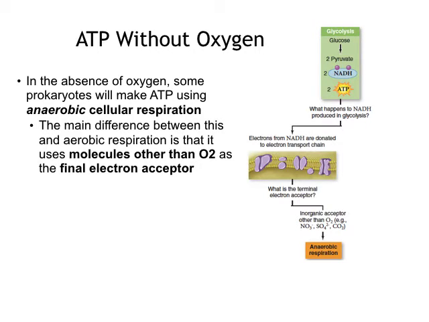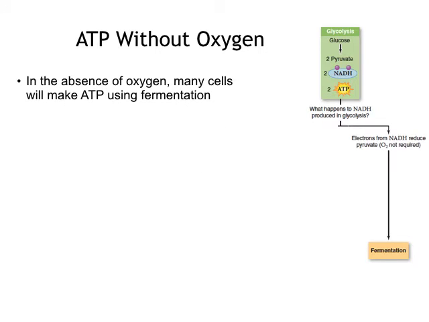So in the absence of oxygen, some prokaryotes make ATP using anaerobic cellular respiration, which is just like aerobic, except that it uses molecules other than oxygen as a final electron acceptor. So here, the electrons donated by NADH to the ETC end up being donated to nitrates, sulfates, carbon dioxide, iron, and other things. All right, and then there's one more way of making ATP without oxygen, and that's fermentation.